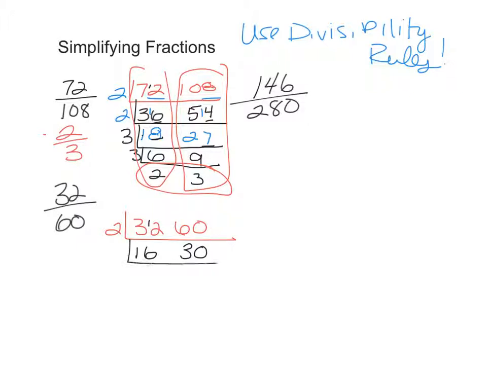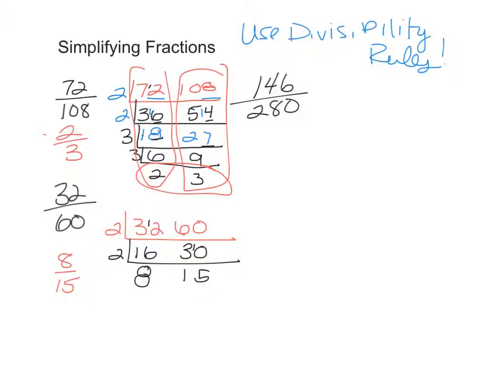Again, both even, so we can use 2 again. 2 goes into 16 8 times. 2 goes into 3 1 time. There's 1 left over. 2 goes into 10 5 times. Okay, not evens. 3 won't work because 8 isn't divisible by 3. 4 won't work because 4 doesn't go into 15. 5 won't work. 6 won't work, and 7 won't work. So our reduced fraction on this one is 8/15.